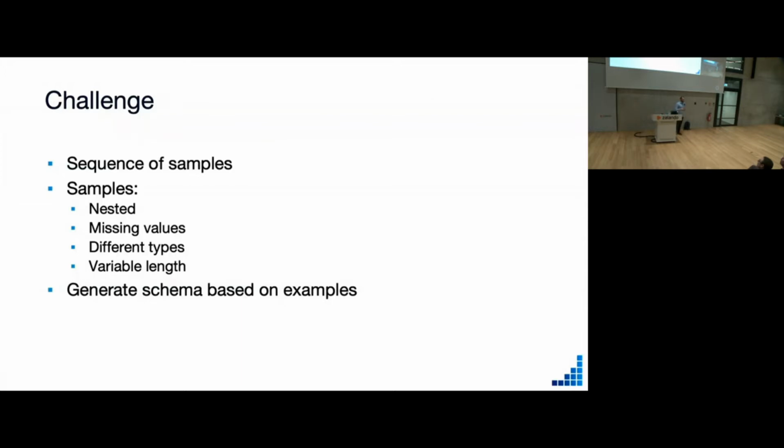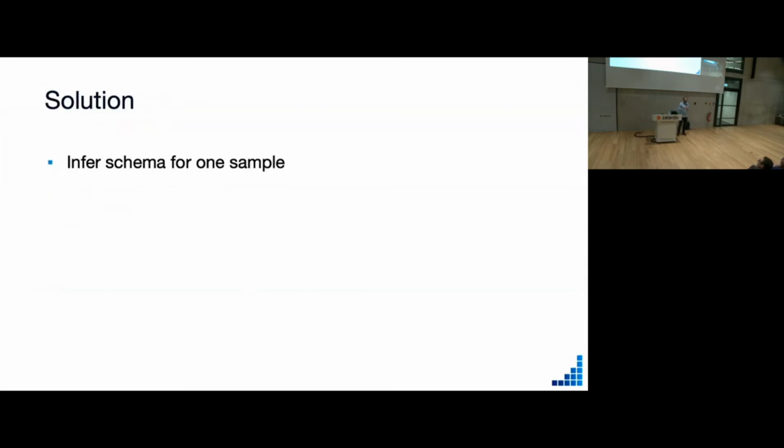So the solution has two parts. First, we want to infer a schema for a single sample. So for the example that we saw, we're looking for a method that takes this as an input and produces some kind of schema. This function is the first part of the solution.